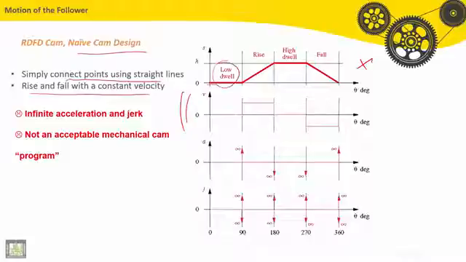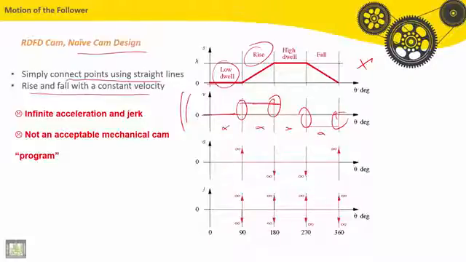between low dwell and rise phase. Here we have a sudden increase in velocity. Here a sudden decrease in velocity, and here too. And velocity is constant here for all phases.